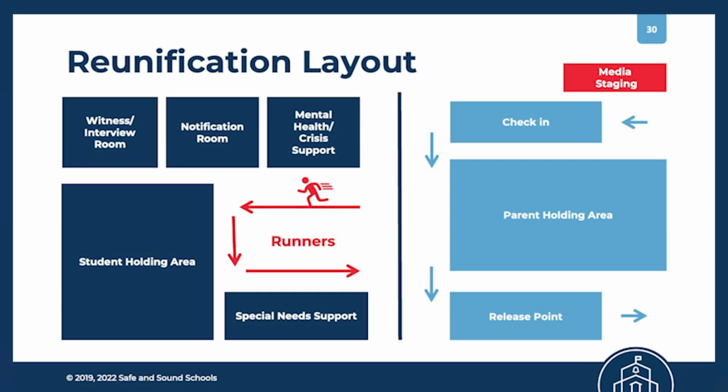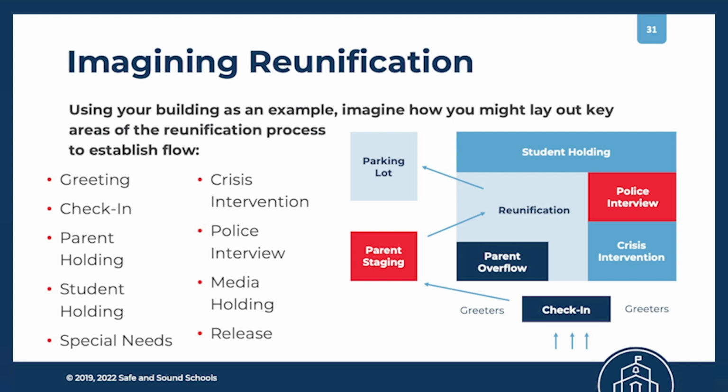And of course, you have your runners who are running around all of those different areas, ensuring that the process is taking place well. So here's another layout, another example of how you might do it. Sometimes reunification might take place fully outside. Sometimes reunification is happening because of weather or circumstances within the building or another building.